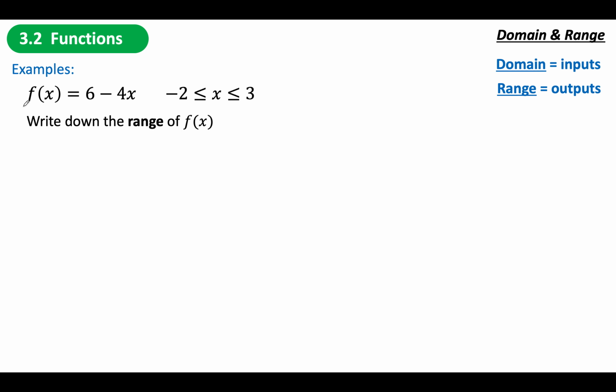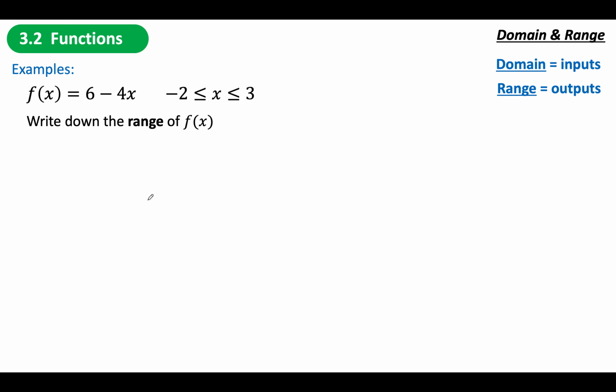Or rather, the limits of the y values of the range. Right, f of x equals 6 minus 4x. So I've redefined my expression there, my function. And I've also got a domain on this one. I've got a domain which is x is all the way from negative 2 up to 3 and includes both ends of that as well.